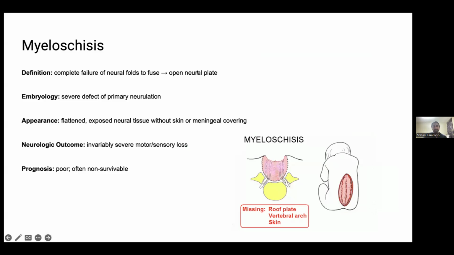Embryologically, this results from an arrest of primary neurulation between days 22 and 26. That's long before the embryo even reaches a centimeter in length. And clinically, this can present as a completely open defect with no possibility of functional neural tissue below the lesion.